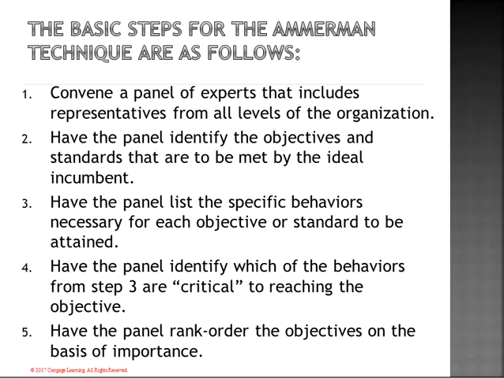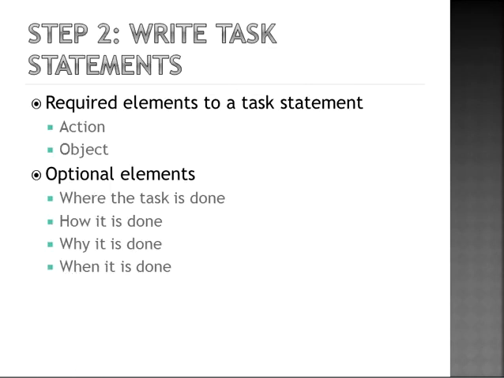So again, this gives us a reservoir of great information about a particular job, and how it should be performed by an ideal worker. Step 2, rewrite task statements. The required elements of a task statement are an action and an object. The optional elements are where the task is done, how it is done, why it is done, and when it is done.